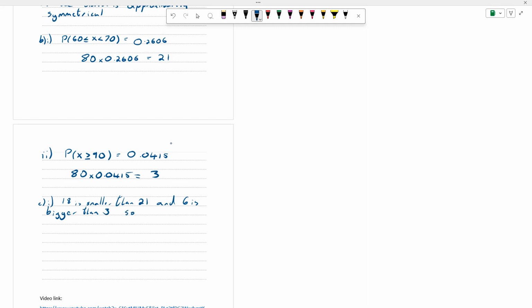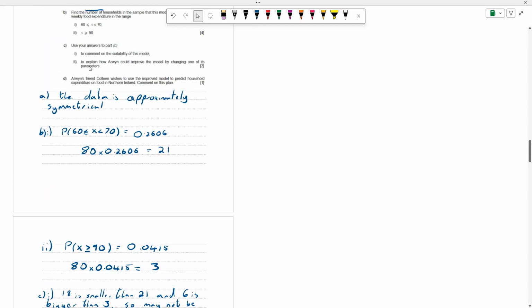So it may not be a suitable model. Now, part 2 wants me to explain how Aaron could improve a model by changing one of the parameters.